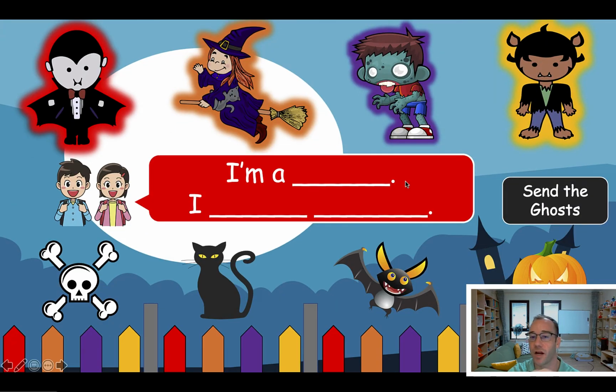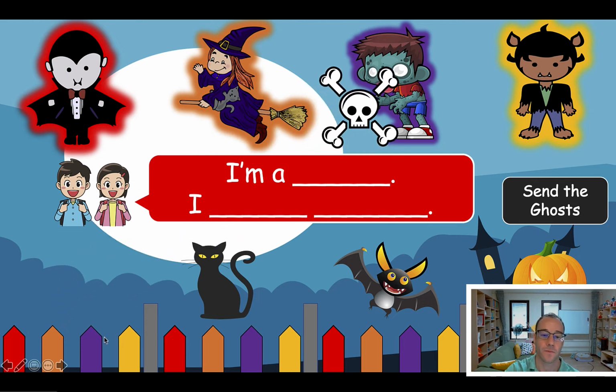I've programmed it so the ghosts go to different costumes, different monsters each round. So again, everyone says, trick or treat, who are you? Then we can start on this side this time. This student says, I'm a zombie, I eat brains.